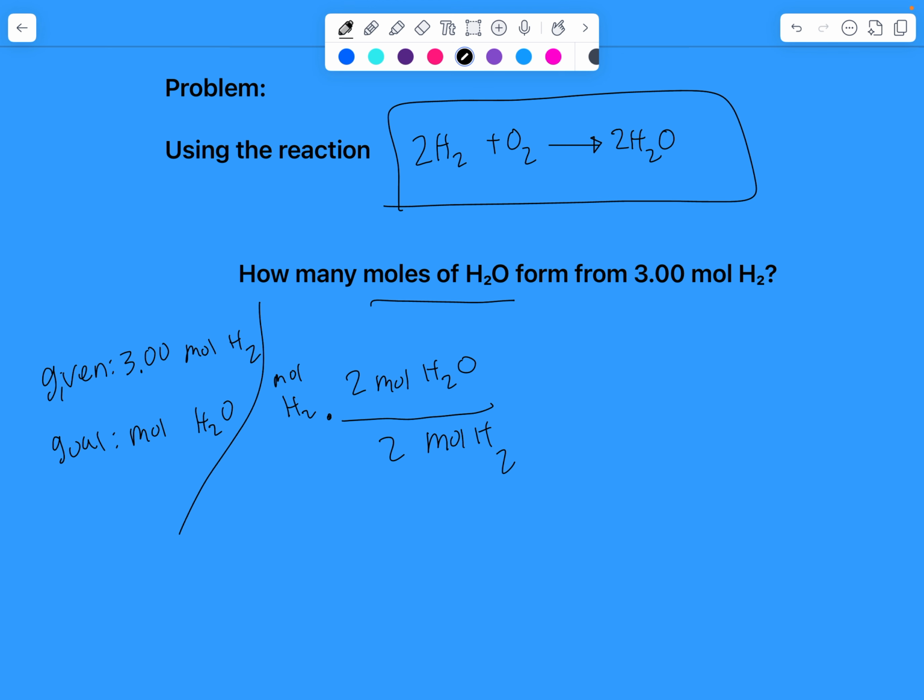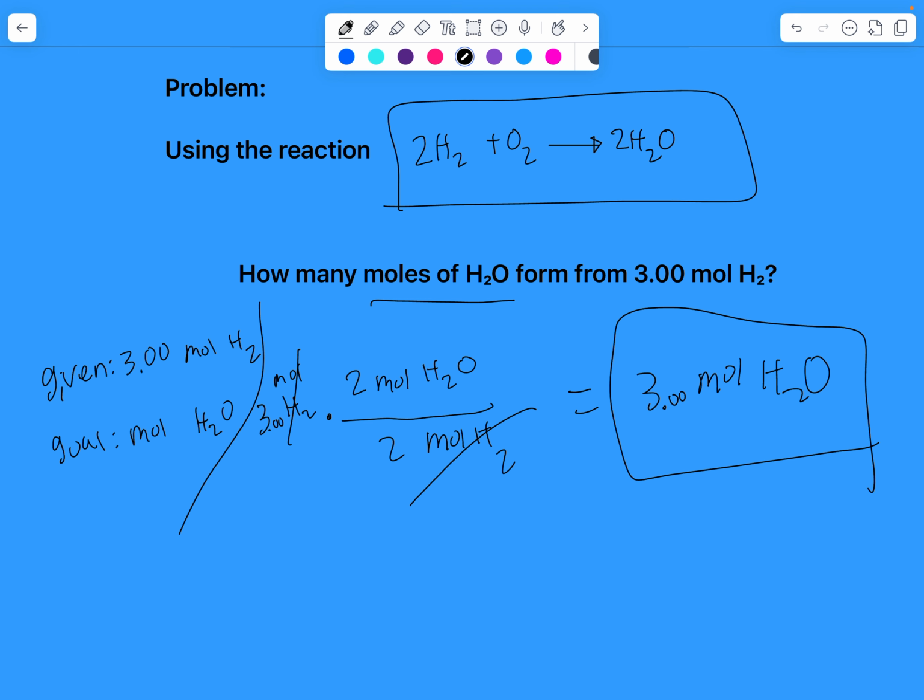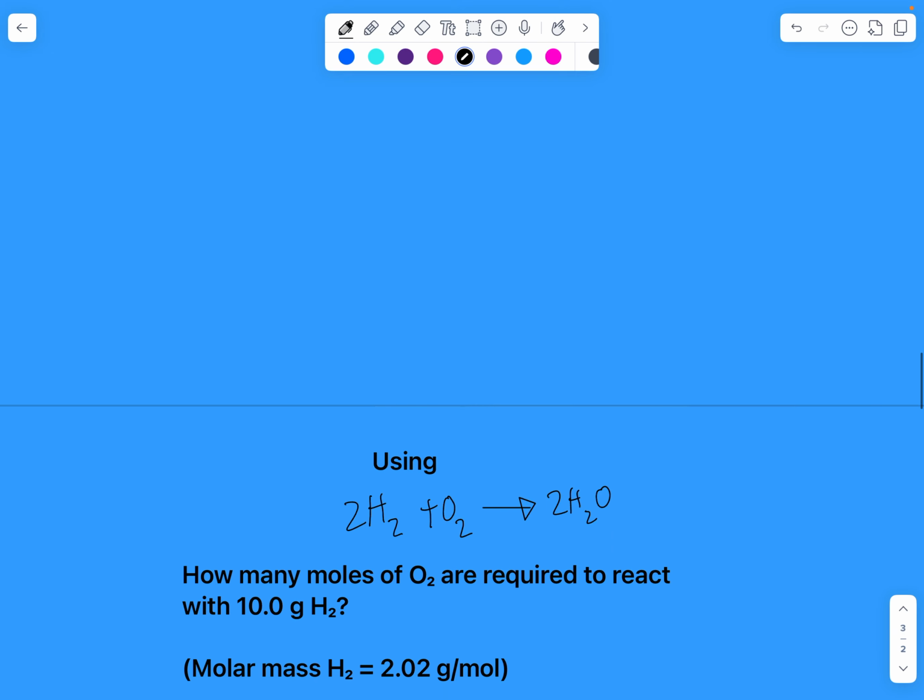So I have 3 moles of H2, and the moles cancel out. And I have 6 divided by 2, which is 3. I canceled the units, I get 3.00 specifically. Don't forget your sig figs. 3.00 moles of H2O. Again, always cancel units before doing math. Let's try example problem 2.